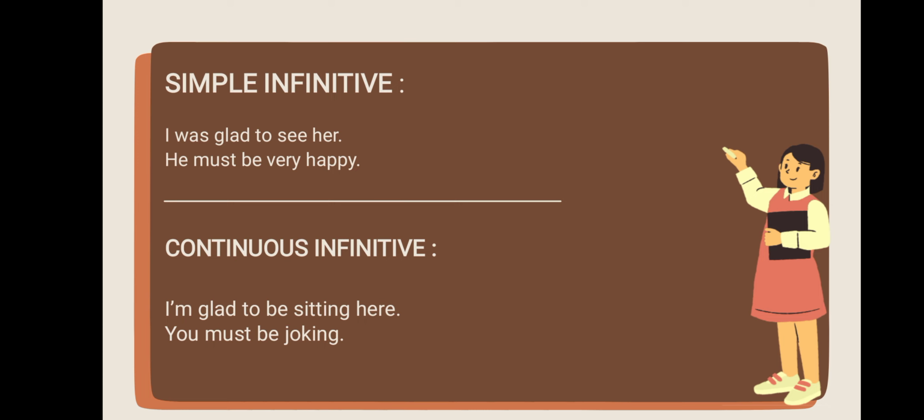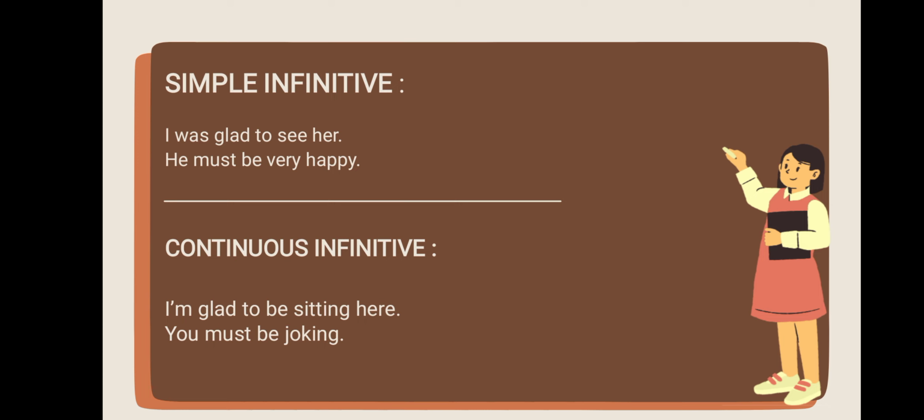For example, I was glad to see her. He must be very happy. The first example is a to infinitive or full infinitive. So the structure is to plus the base form of the verb. The second one, as you learned, is a bare infinitive without to.